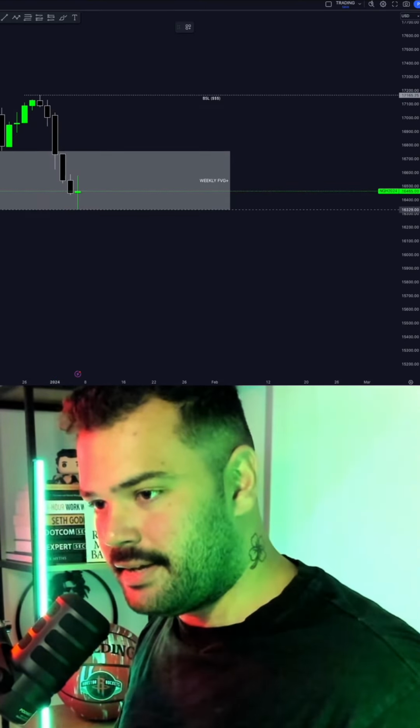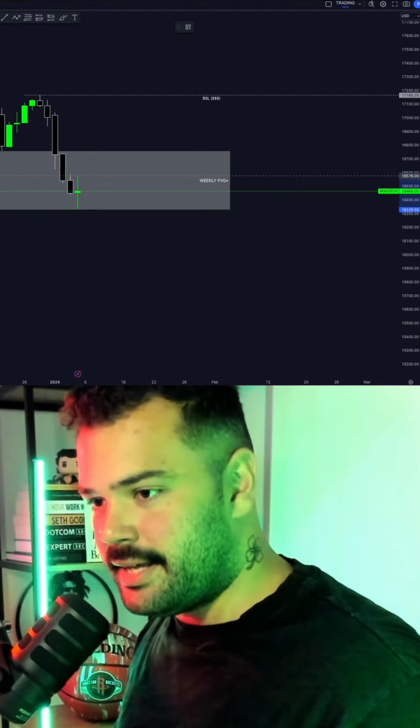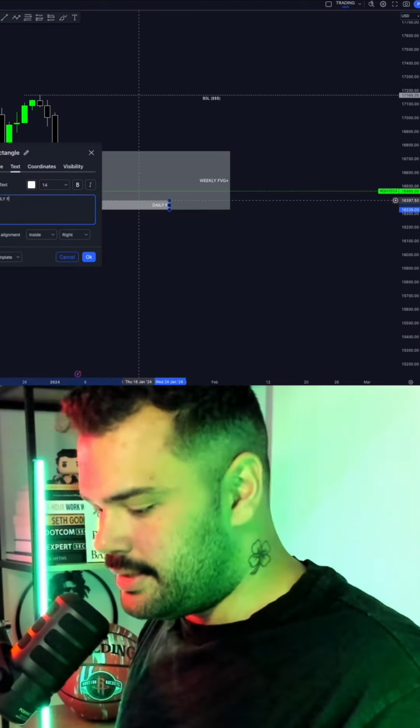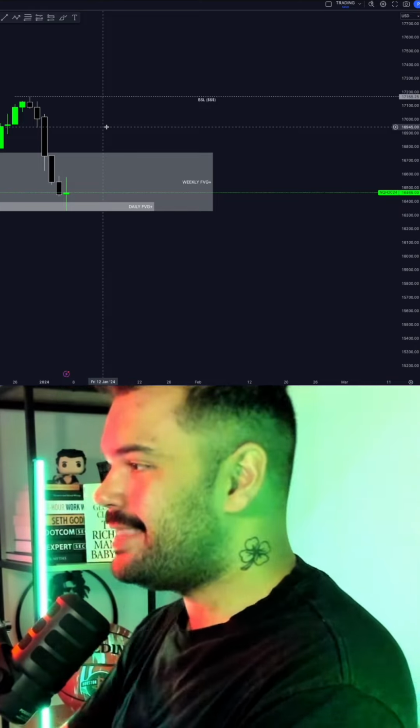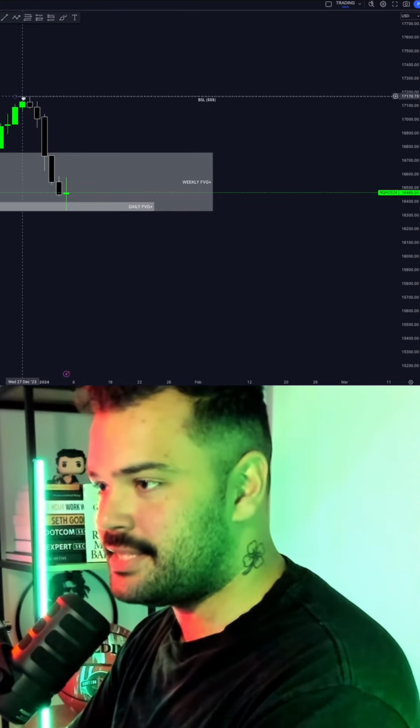The nearest fair value gap that we're currently trading in is this one here, and that is a bullish daily fair value gap. And again, the liquidity point remains the same. Obviously, it's still that swing high.